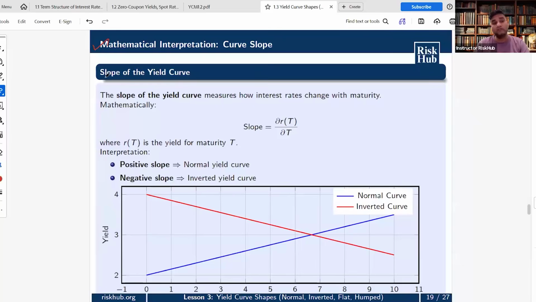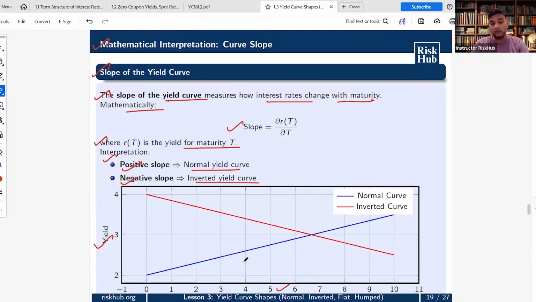Mathematical interpretation of the curve slope. The slope of the yield curve measures how interest rates change with maturity, which is given by this equation, right? Slope equals the partial derivative of R(T) with respect to T, where R(T) is the yield to maturity at T. Interpretation: positive slope, normal yield curve; negative slope, inverted yield curve, and the graph is given here, right? So basically, the slope is the rate at which the yield changes as the maturity changes.